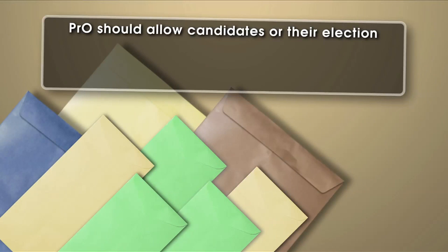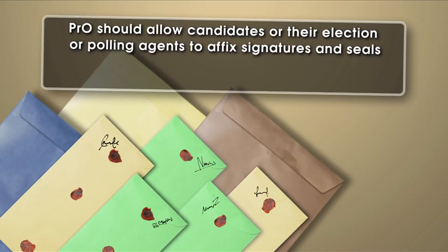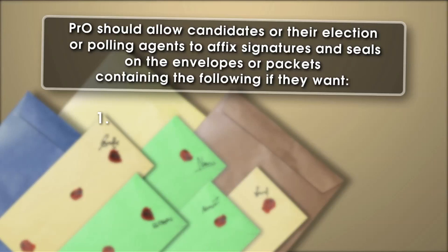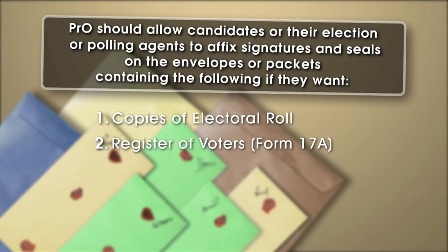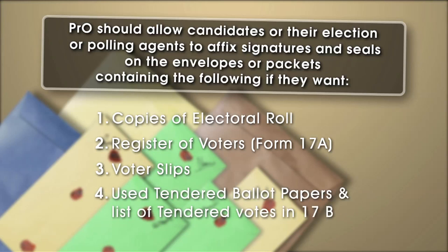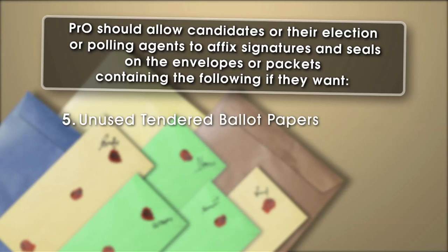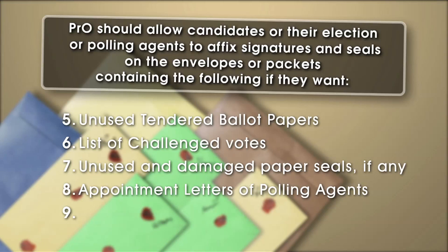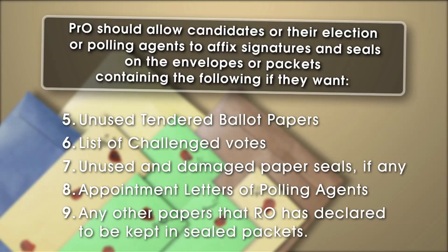The PRO should allow candidates or their election or polling agents to affix signatures and seals on the envelopes or packets containing the following if they want: copies of electoral roll, Register of Voters Form 17A, voter slips, used tendered ballot papers and list of tendered votes in 17B, unused tendered ballot papers, list of challenged votes, unused and damaged paper seals if any, appointment letters of polling agents, and any other papers that the RO has declared to be kept in sealed packets.